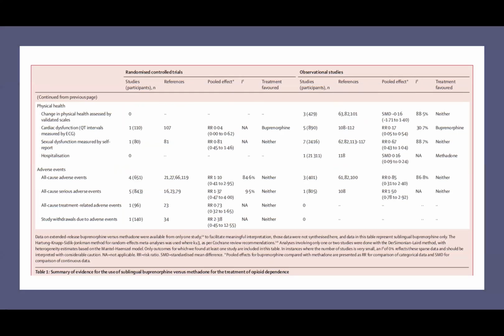And then almost done here, the physical health. They did find, in terms of cardiac dysfunction, in terms of QT intervals, there was a difference in both randomized controlled trials and observational studies. It seemed that buprenorphine had better outcomes in terms of decreased cardiac dysfunction. And then one observational study, pretty large, with 20,000 participants, found that hospitalization was decreased in methadone treatment compared to buprenorphine. And then in terms of adverse events of the two medications, there wasn't a significant difference between either of them based on the rest of the data they looked at.